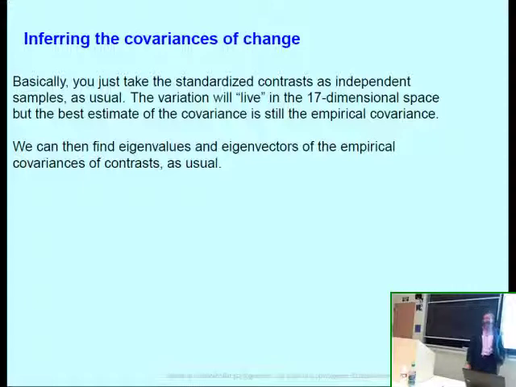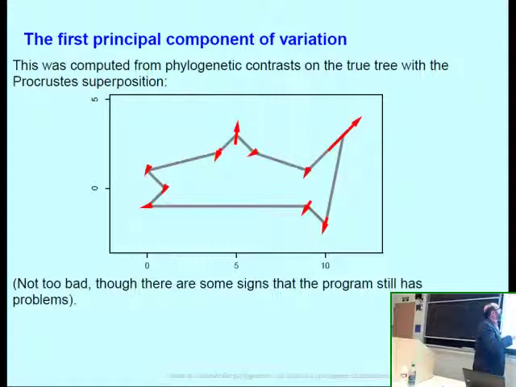Well, what you find is the biggest component of variation, the first principal component. It has small loadings on all of these points and big loadings on these two that are just about right. It is getting correct the fact that this fin is going up and this fin is going back, and those are perfectly correlated with each other.